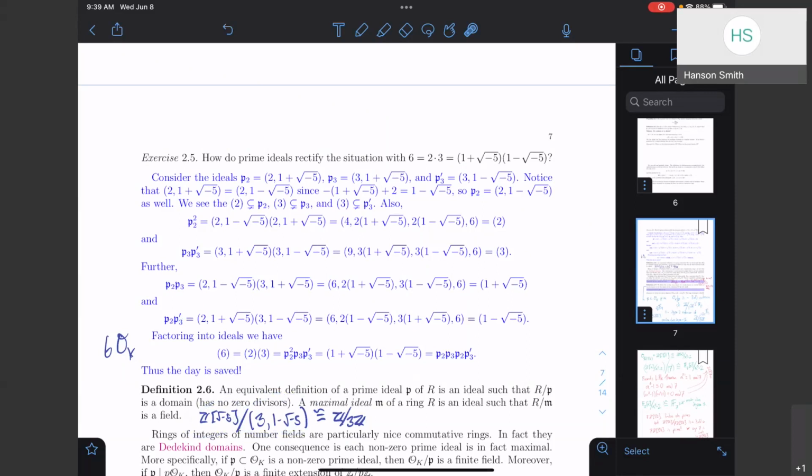So here, 3 factors into 2 primes, and each has residue class degree 1. And so 1 plus 1 is 2. And this was a degree 2 extension we're working with. That works out. 2 factors into 1 prime.